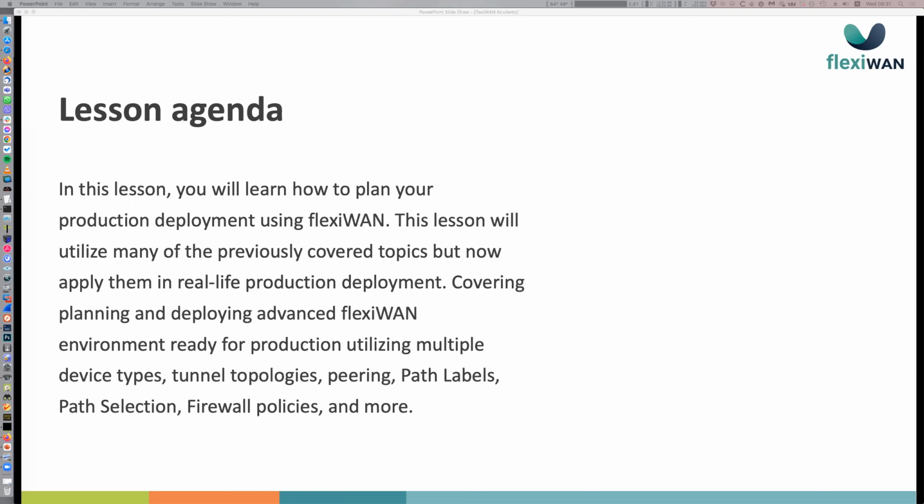So covering planning and deployment, deploying an advanced flexiWAN environment, which is basically ready for production and utilizing multiple device types, tunnel topologies, pairing, path labels, path selection, firewall policies, and if we find time, we'll also get a chance to put some pairing, the ability to connect to third-party IP devices using IPsec, and finally finish it all with remote VPN for road warriors. So let's get started.